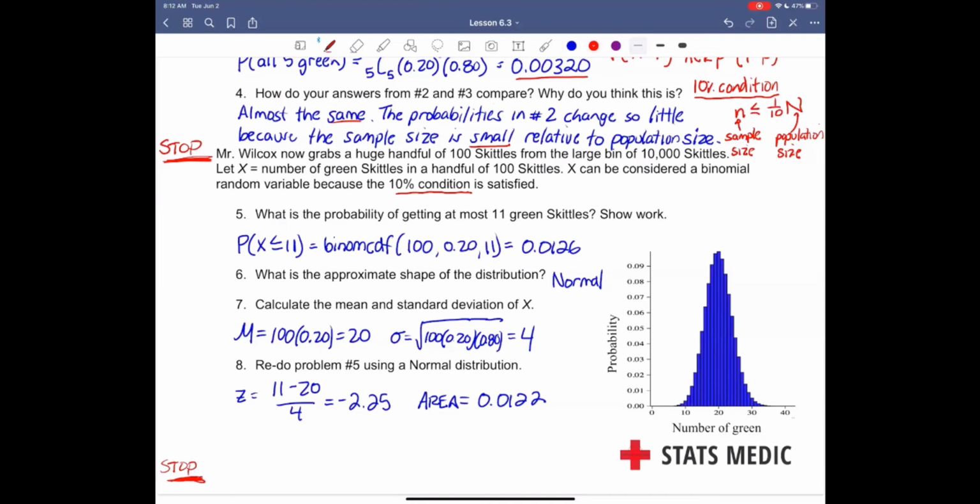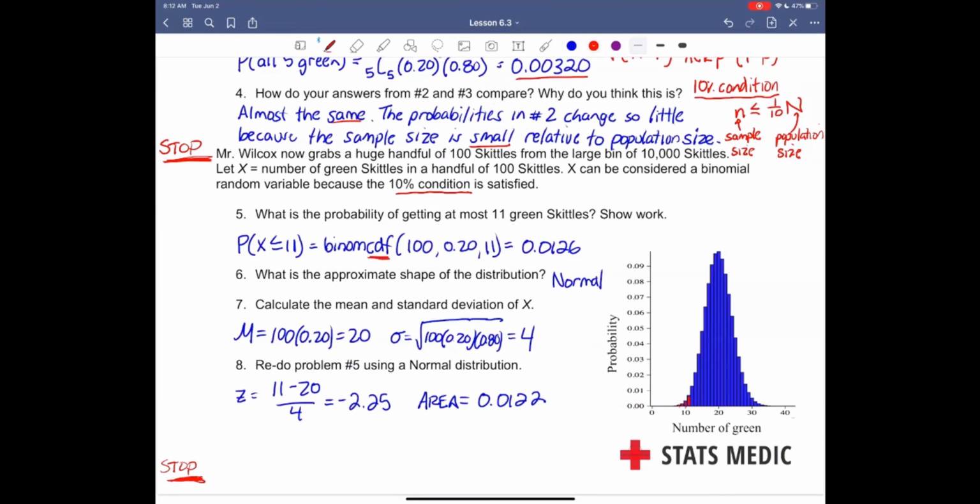So number 5, what's the probability of getting at most 11 green Skittles? Show your work. Now in this picture here, at most 11 green Skittles, I can see here's 11, here's 10, 9, 8. So we're trying to add up all of those bars in that little histogram that you see there. And we know that we can use a calculator function to do that. And because we want less than or equal to some value, we're going to use binomial CDF rather than PDF.